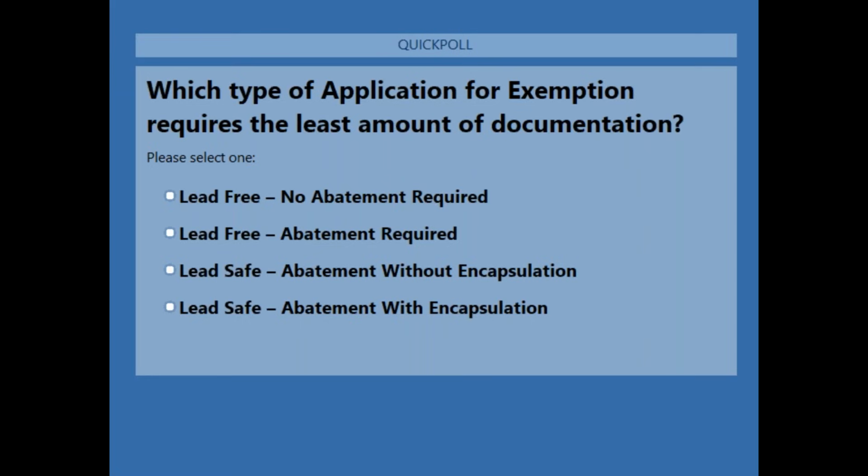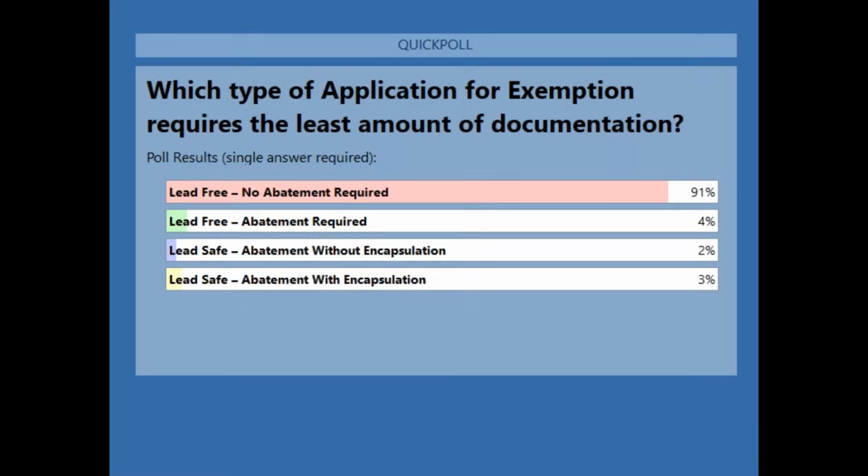Okay, I'm going to close the polls in 5, 4, 3, 2, 1. And let's look at how everybody voted. And great, 91% of us got the correct choice, which is that the lead-free exemption, where no abatement was required, requires the least amount of documentation. So for that type of exemption, all that's required is the application itself, as well as the testing records. For the other kinds of exemptions, you're also going to need to provide additional documentation around any work that was done and any monitoring follow-up that may be required.